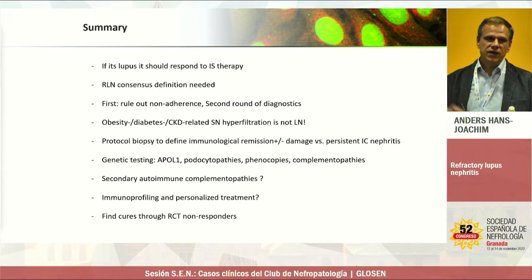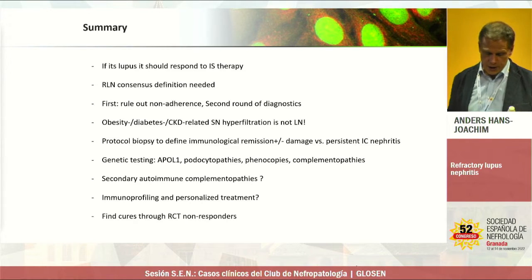Anyway, we need a second round of diagnostics, which includes rebiopsy and eventually genetic testing. Obesity, diabetes, all these other reasons for hyperfiltration, and a high salt diet may explain persistent proteinuria and need a different approach. Protocol biopsy requires a good definition of immunological remission. Genetic testing for APOL1, podocytopathies, phenocopies, and complementopathies is now available in most academic centers. Secondary autoimmune complementopathies are interesting. Lupus patients develop anti-factor H antibodies and anti-factor B antibodies. So some patients develop secondary complement disorders as part of the systemic autoimmunity. Immunoprofiling is needed for personalized treatment.